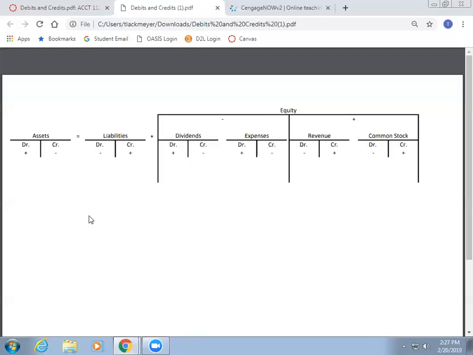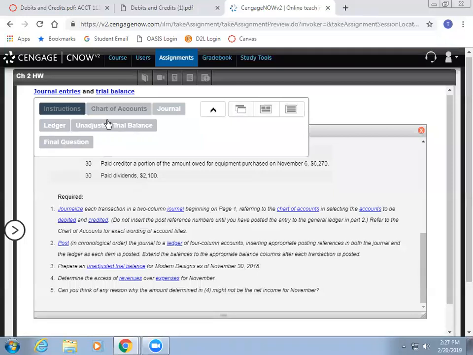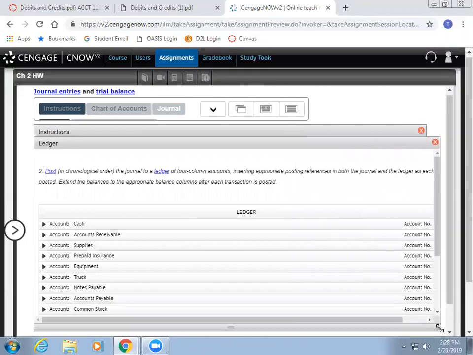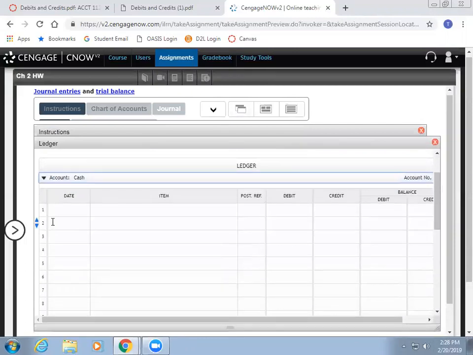And then once you've done that, once you've put it in the journal, you're going to post it to the ledger. So another word, post, post it to the ledger. And then the ledger, let me put back in the homework just so I can show you. So the ledger is a listing of all the accounts and their increases and decreases.